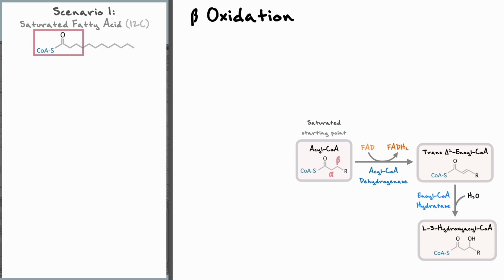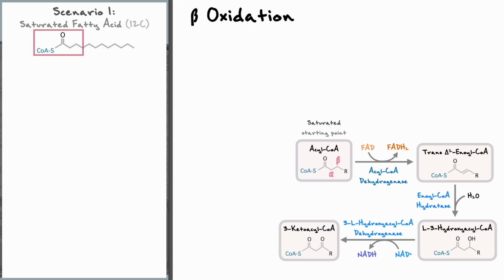This produces 3L-hydroxyacyl-CoA. The enzyme 3L-hydroxyacyl-CoA dehydrogenase then uses NAD+ to oxidize the alcohol group on the beta carbon and turn it into a ketone group. This produces 3-ketoacyl-CoA and 1 NADH.